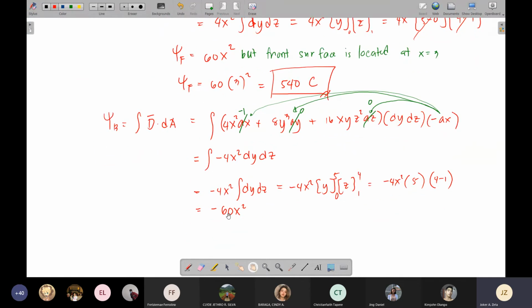So, negative na. Parehas ra siya sa front, pero ang sa front, positive lang, ang sa back, negative lang. But back surface is located at, asa man ang location sa back surface?